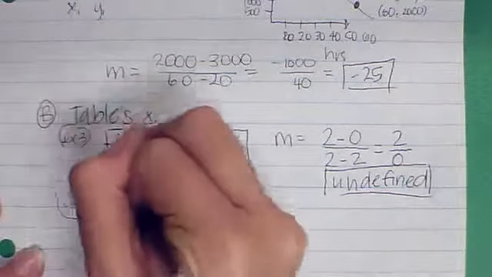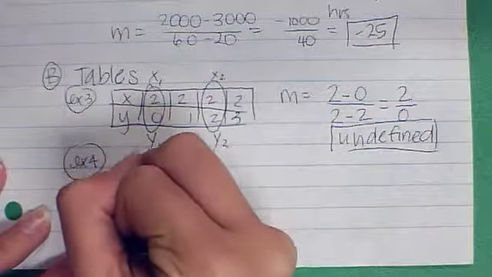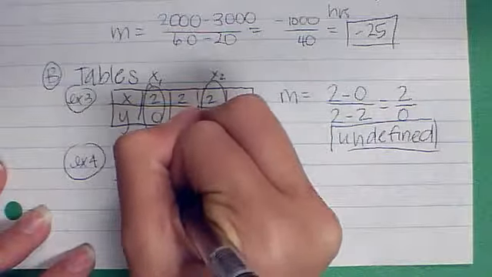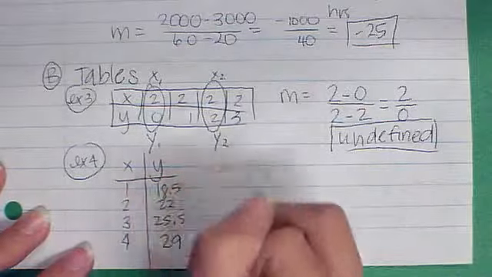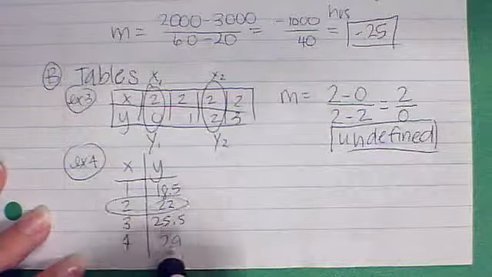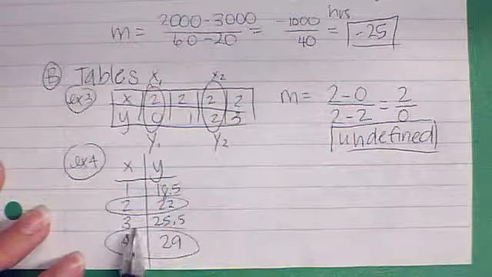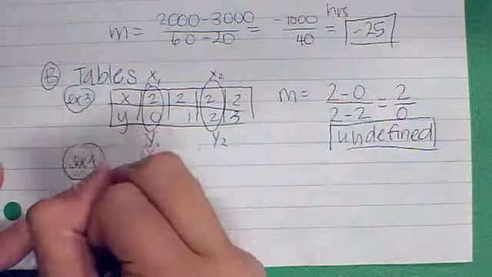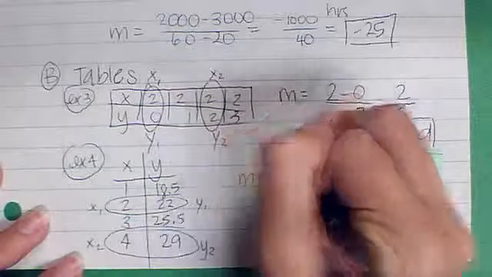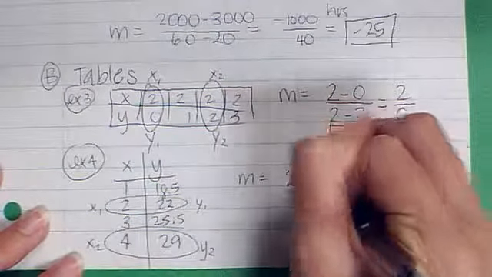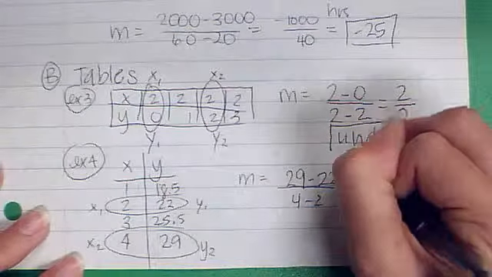Let's look at one more when we're talking about a table. So I have x and y. I have 1, 2, 3, and 4. I have 18.5, 22, 25.5, and 29. Today in class, most people chose to pick these 2 points because they didn't have any decimals. Although I could have chosen those 2, these 2, these 2, it doesn't matter. Label my x1 and my x2, my y1 and my y2, and plug it into the formula. So I have 29 minus 22 over 4 minus 2, which is 7 over 2, and so my slope is 7 over 2.